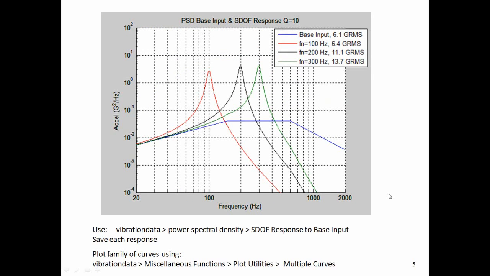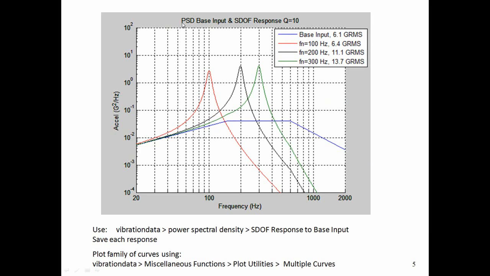Then we took a look at our 3 cases at 100 hertz, 200 hertz, 300 hertz natural frequencies. And you can see each of the responses there. These are all power spectral density curves. So the blue curve again is the base input.